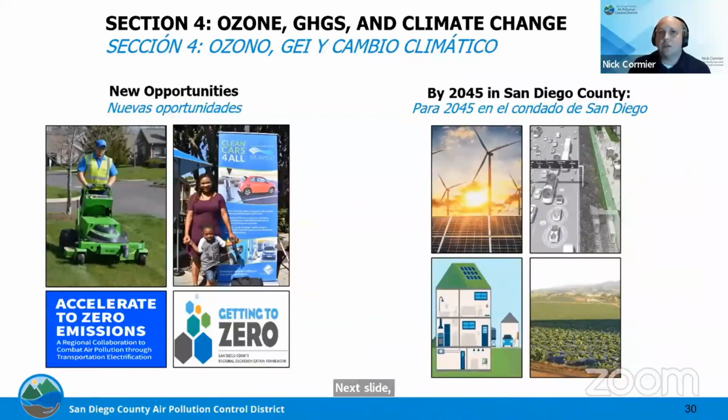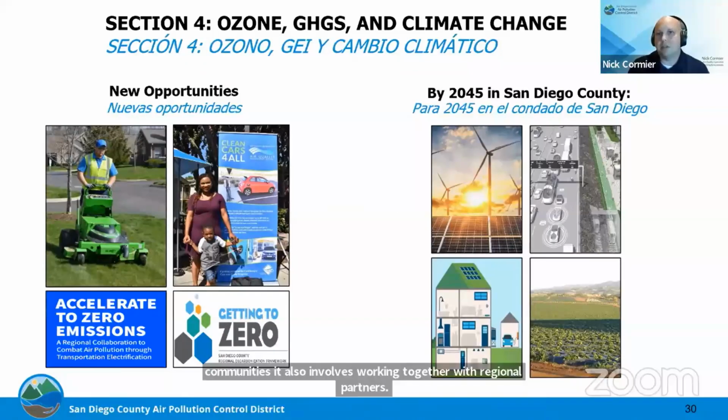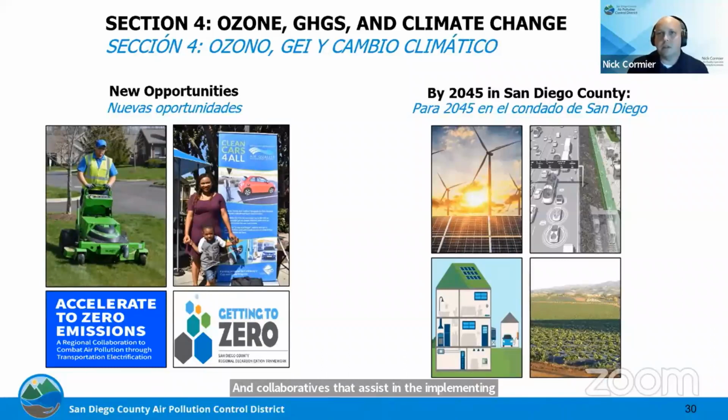The 2022 RACs also describes new opportunities where APCD could further reduce GHGs and describes where APCD thinks the region may be heading by 2045. New opportunities include new incentive programs at APCD that are on the horizon, including programs that were mentioned earlier today to purchase commercial zero-emission lawn and garden equipment, and our forthcoming Clean Cars for All program to purchase EVs in under-resourced communities. It also involves working together with regional partners and collaboratives to assist in implementing policies that support regional initiatives, such as the county's regional decarbonization framework.